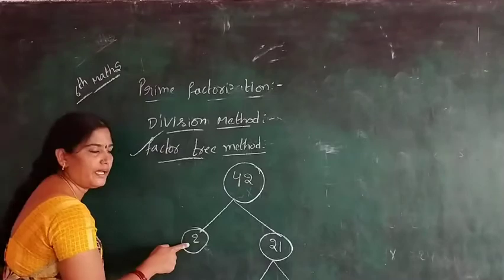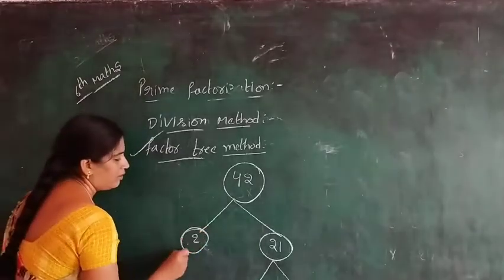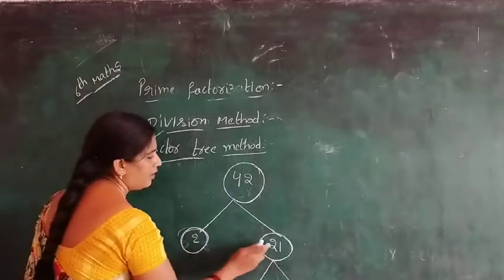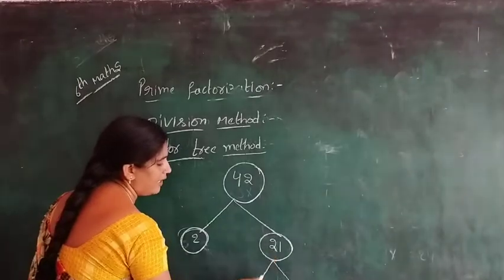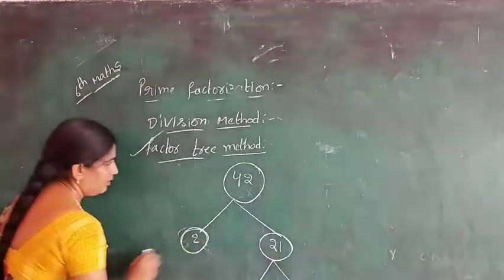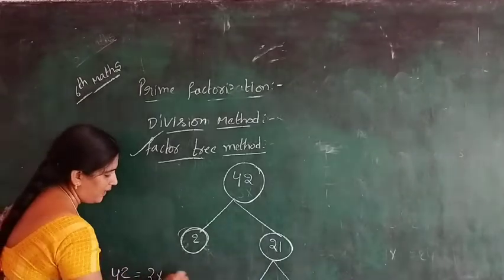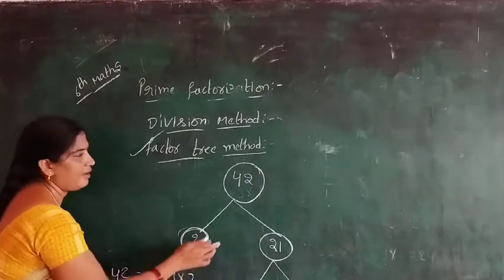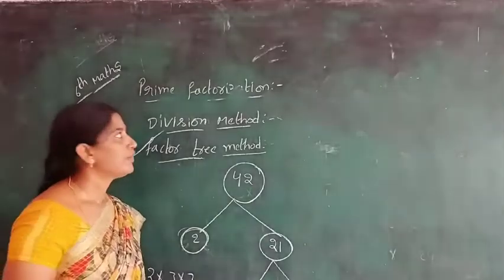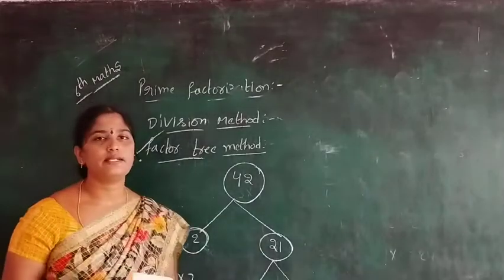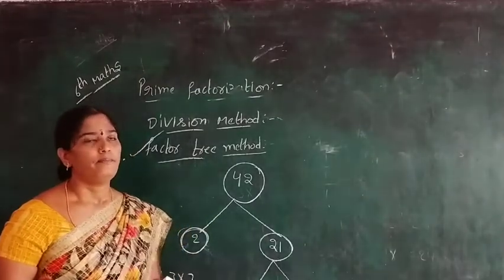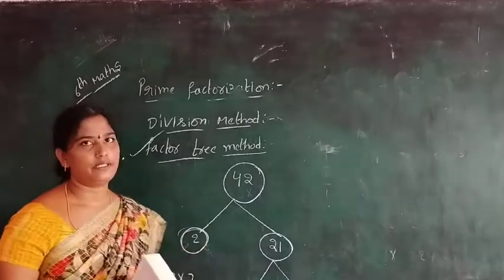2 is a prime number, 3 is a prime number, 7 is a prime number. Next, 21 we can write as 3 sevens are 21. So 42 is equal to 2 into 3 into 7. This is the factor tree method. In prime factorization, two methods are there: the division method and the factor tree method.